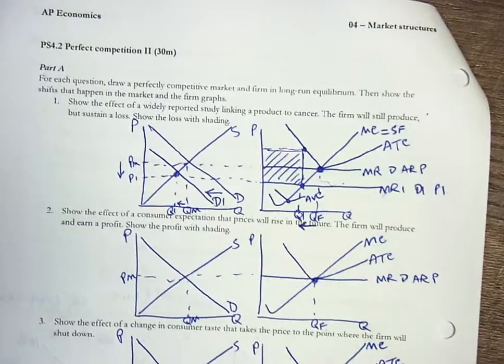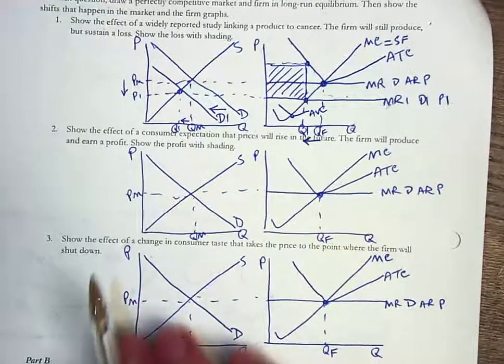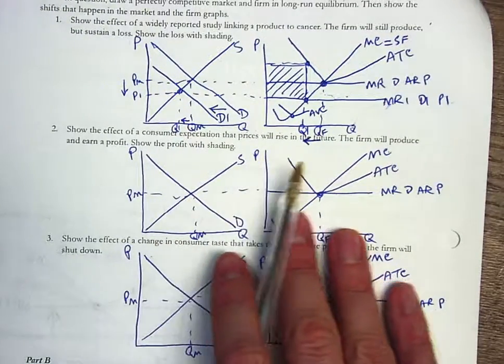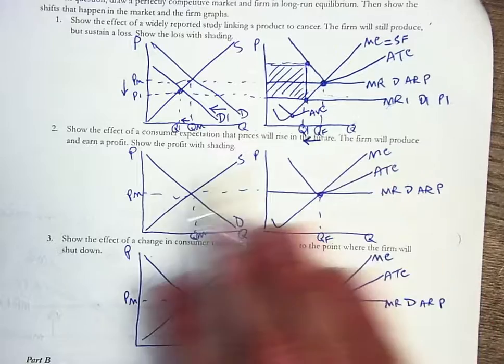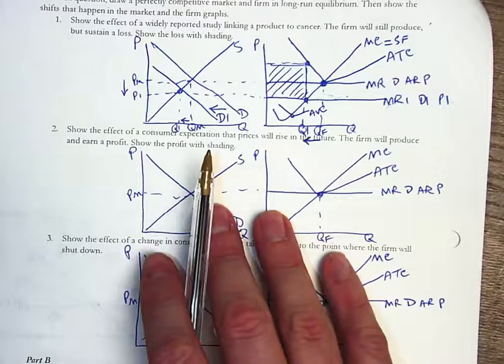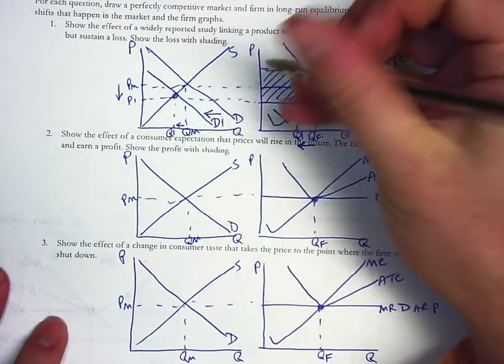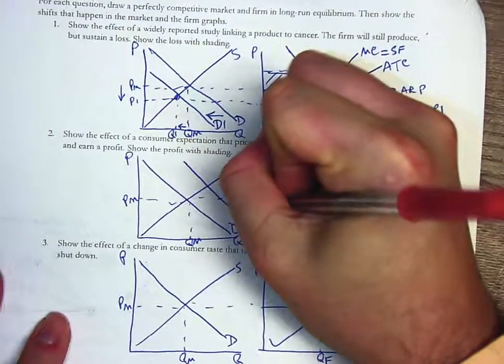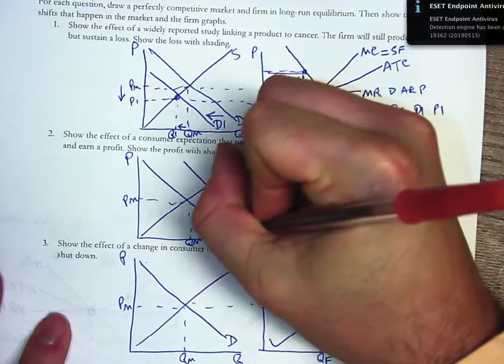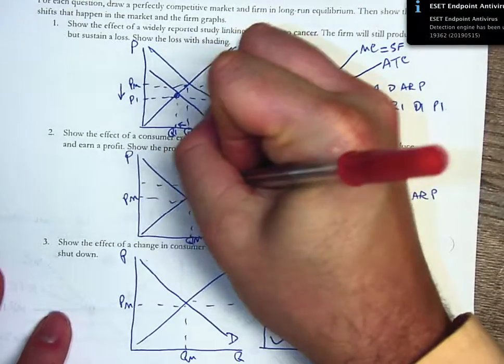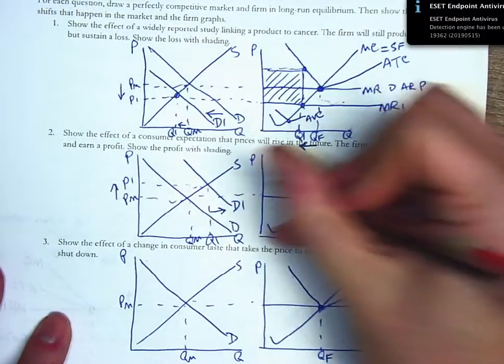Now the second one is going to say, show the effect of a consumer expectation that prices will rise in the future. The firm will produce and earn a profit. Show the profit with shading. So if consumers expect prices will rise in the future, they're going to buy today. So demand rises today. Q1 and P1. So price goes up.